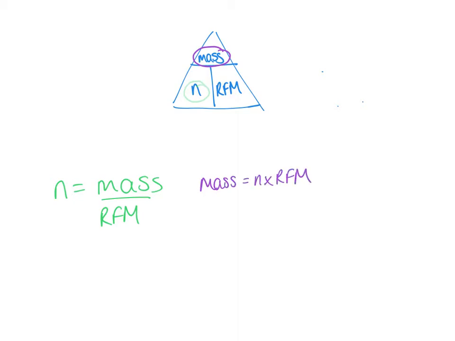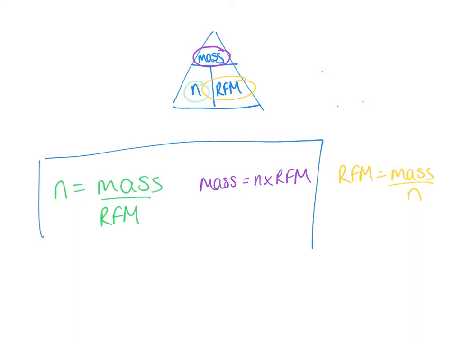And if I wanted to work out my RFM, I would cover that, and I get that RFM is mass over N. Those are your three moles equations. We are going to be focusing mainly on these two: N equals mass over RFM, and mass equals N times RFM. So turn to page 16, we're going to be working from there.